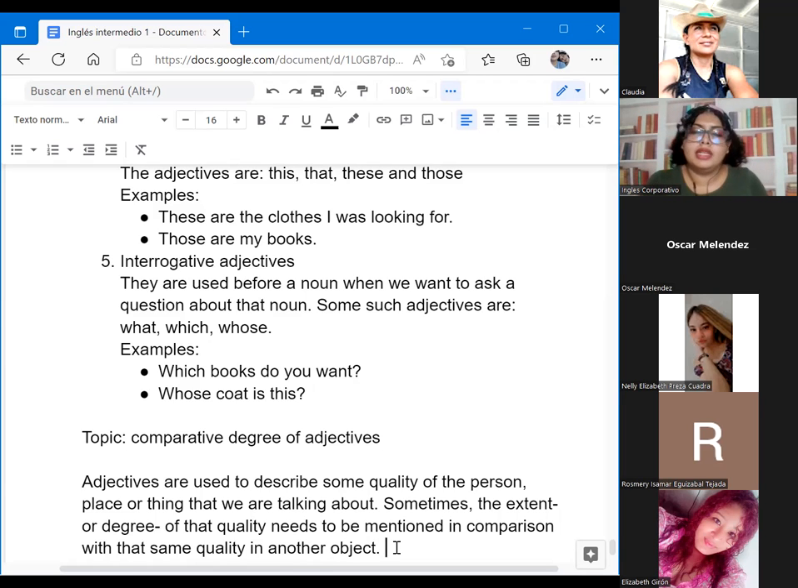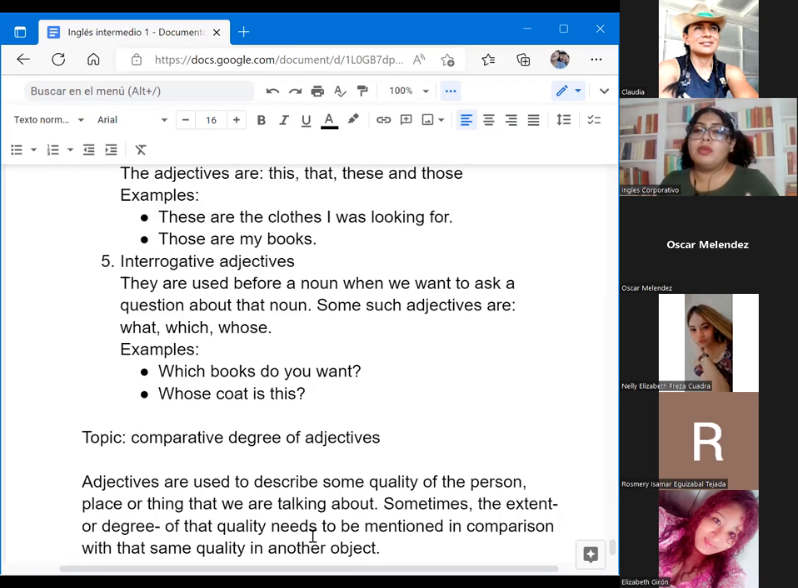This last part is the thing that I was saying, that we need to mention the quality. It's like to say that we have two objects that have not the same, but related qualities, but we need to say which one is better or which one is the worst, or something like that.